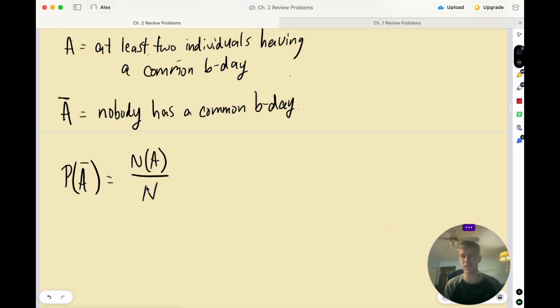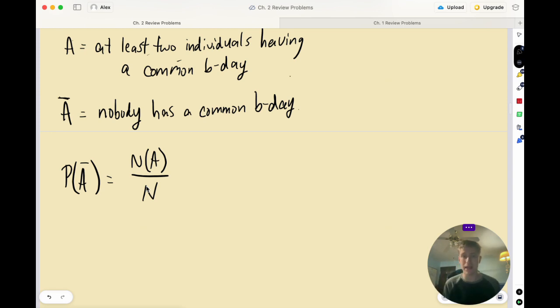Well, what does it mean if nobody has a common birthday? Well, that means that out of your entire population, you find every possible pair of individuals, a set of 2 individuals. You find every such pair, and you single-handedly rule out that every single pair has a common birthday. You say, nope, this pair doesn't have a common birthday, and this pair doesn't have a common birthday, and you do that for as many pairs as there are in the R individuals. All right?